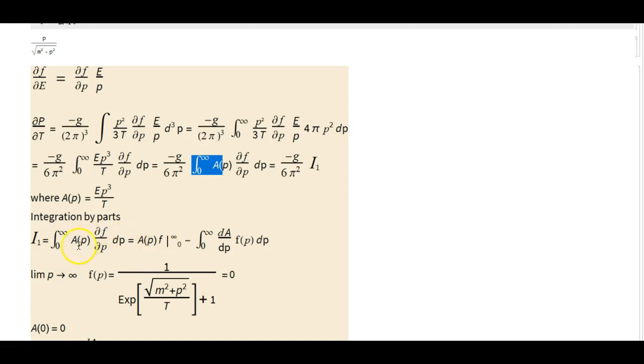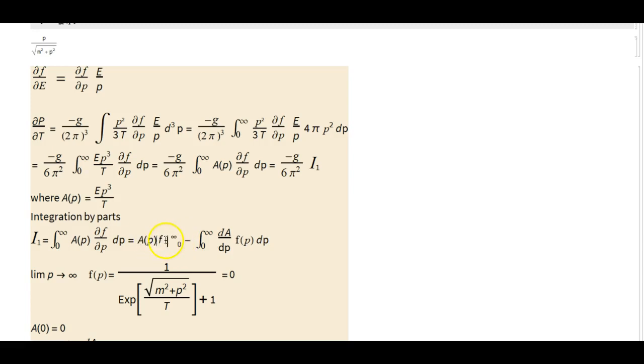When we integrate, we can integrate by parts. So this is A, and df over dp we can call B. So we have A(p) f, minus the integral from 0 to infinity of dA by dp times f(p) dp. This is integration by parts. Now look at the first term here, A(p) f from 0 to infinity.